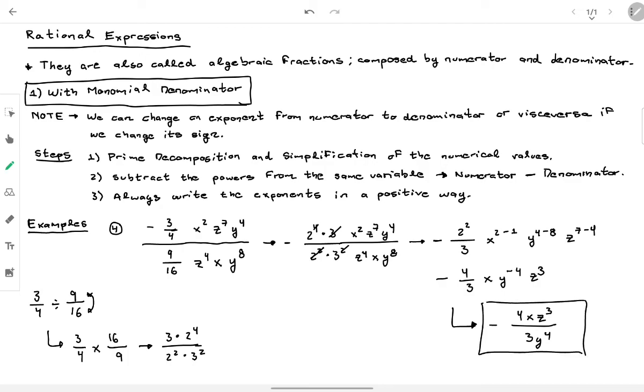So doing rational expression simplification with monomial denominator is very simple. Remember always to follow the steps. Prime decomposition and simplification of the numerical values. After that, do the subtraction of the powers of those letters that are common in the numerator and denominator. And after that, remember our final answer must always be written with the exponents in a positive way. So if we have a negative power here, we can change it to the denominator part. So that will be it for today's topic, rational expressions with monomial denominator.